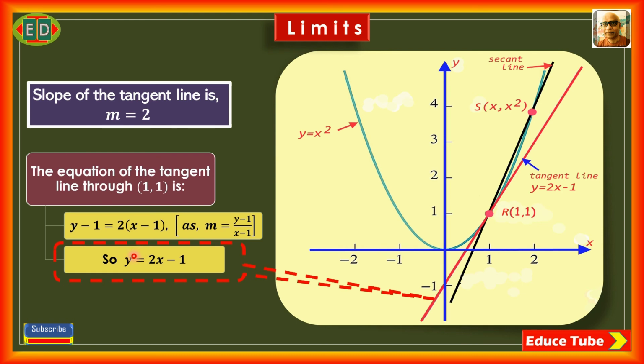This is the equation of the tangent line. I highlight this to show that this is the equation of this red line, which is tangent to this curve y equal to x square.